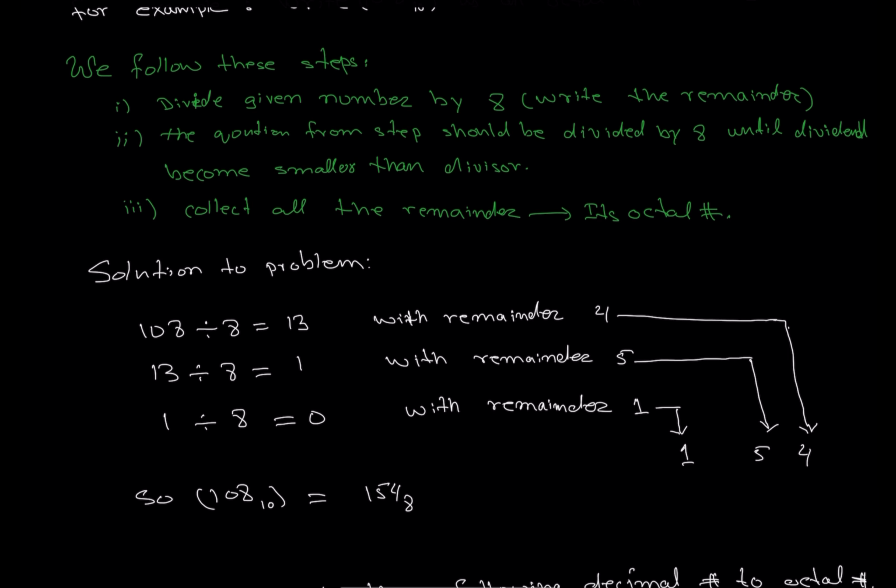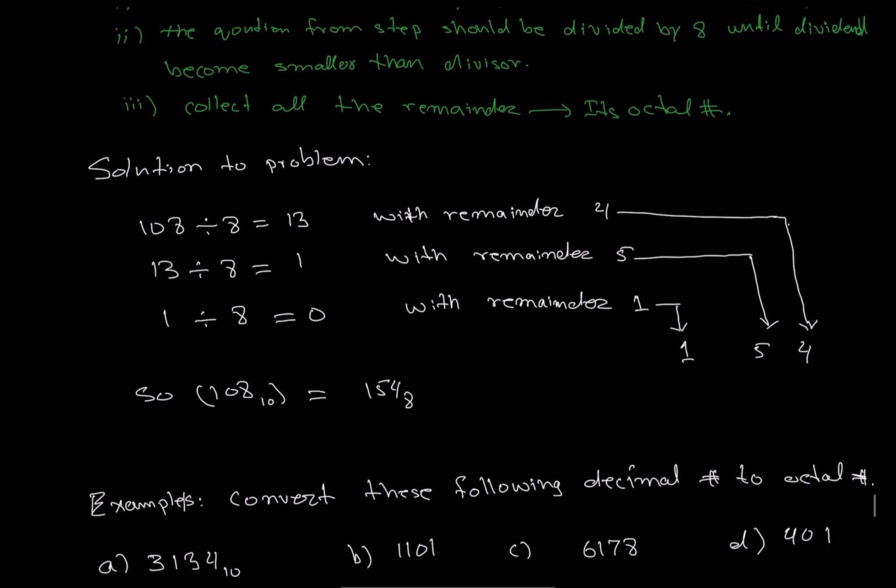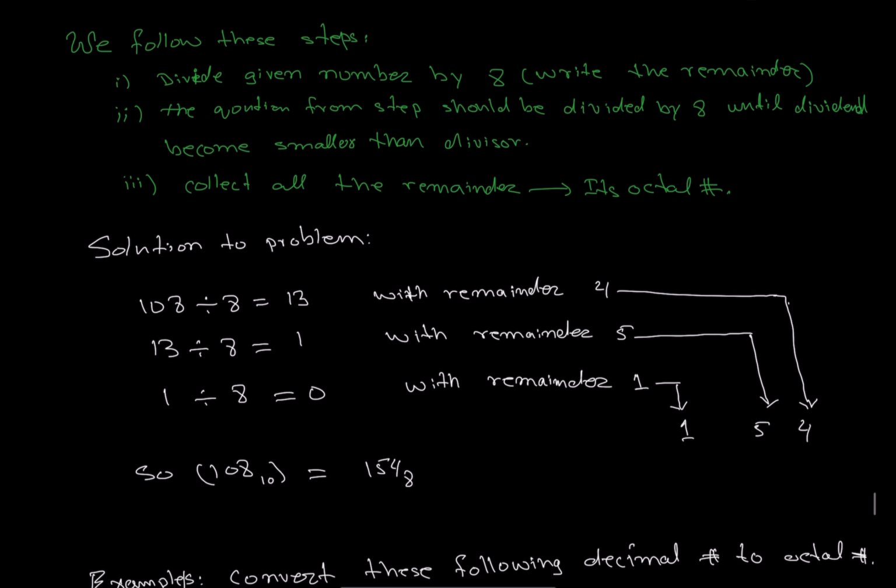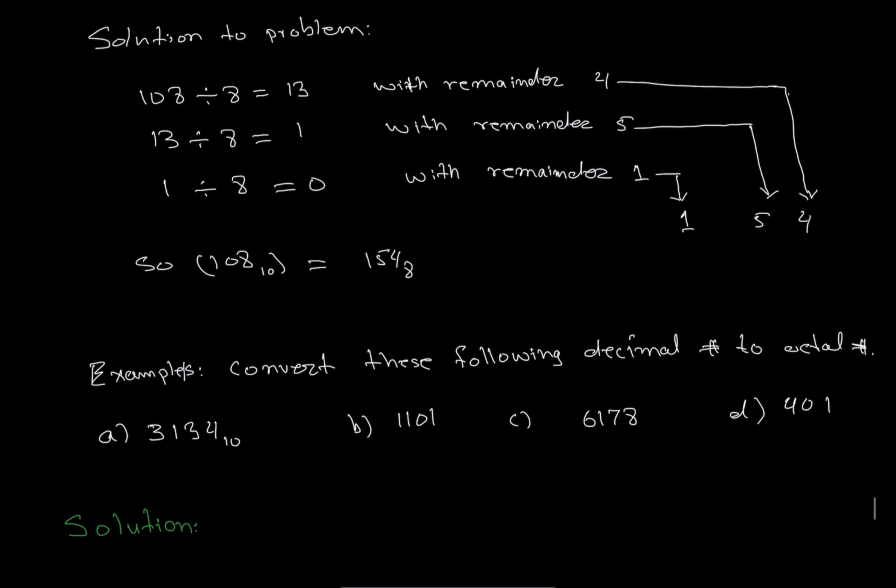And that is the representation of 108 as a decimal number is equal to 154 as an octal number. Okay, so it wasn't that bad. We will just brush up because it's the same exact process that we have done in hexadecimal and decimal in a binary system too.